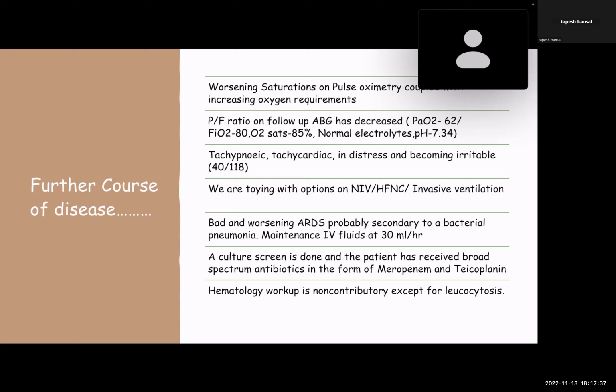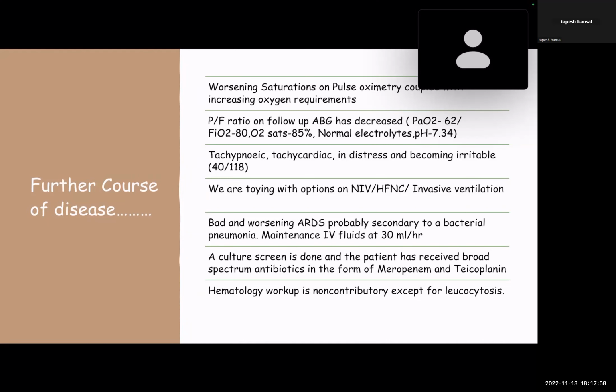So culture is done. What culture did you send for the lungs? Did you send a sputum culture or was a BAL done or anything? We sent paired blood culture. So blood culture was sent, right? Yes, sir. Along with that, we also sent multiplex PCRs, from the sputum.